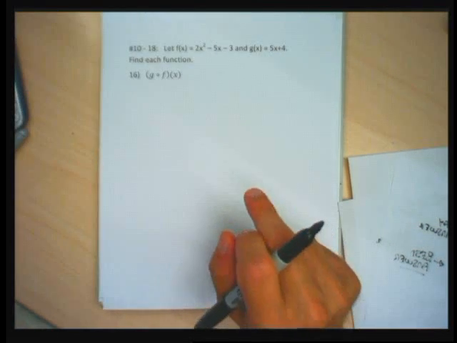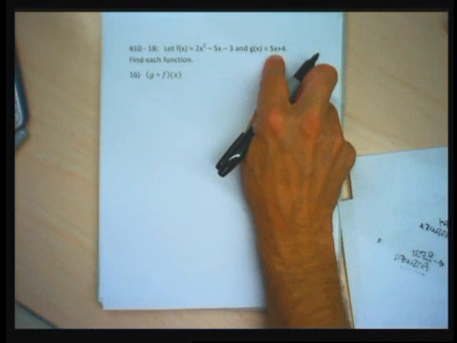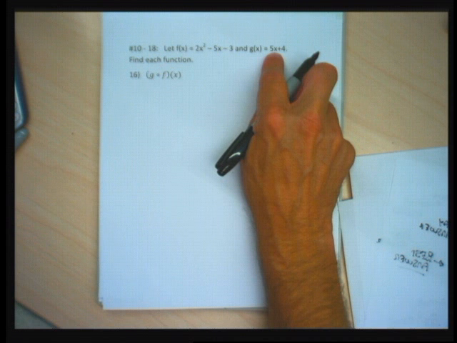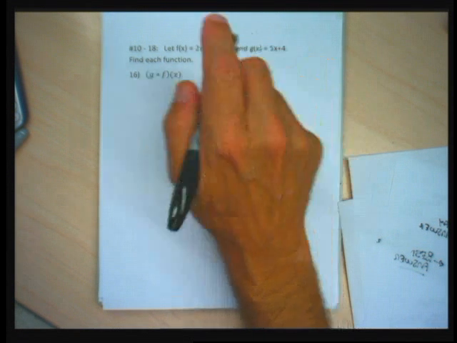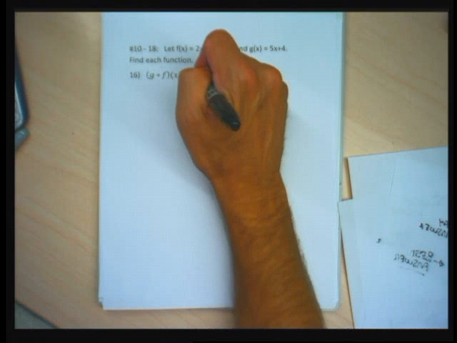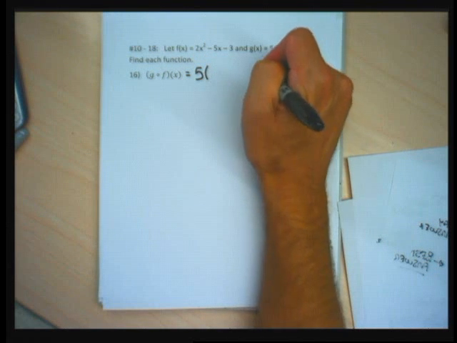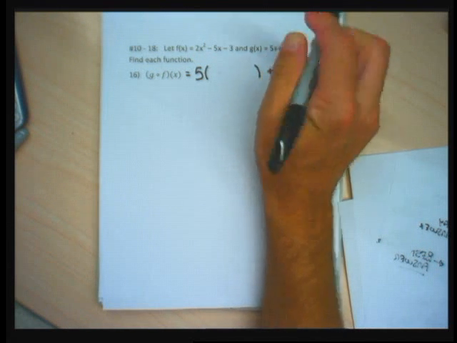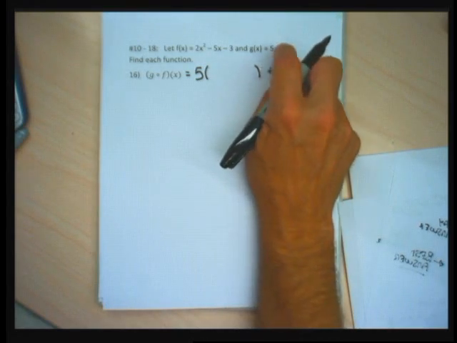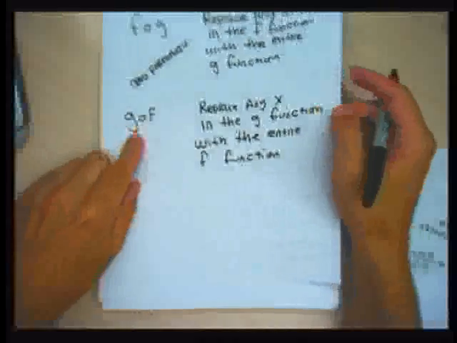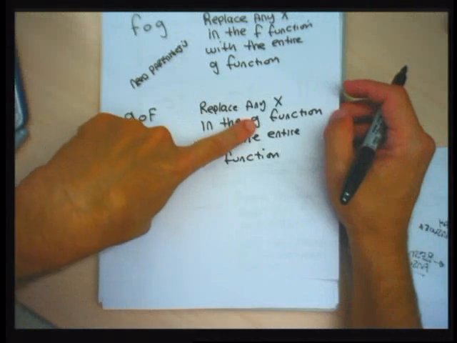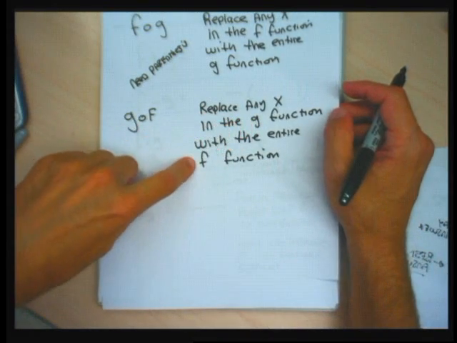So I look at the g function, it has an x there. That x in the 5x plus 4, I'm going to change to the entire f function. So to do this, I need parentheses when I'm doing composition. I'm going to replace the x in the g function. That's exactly what this says here. G composed with f. Replace any x in the g function with the entire f function.